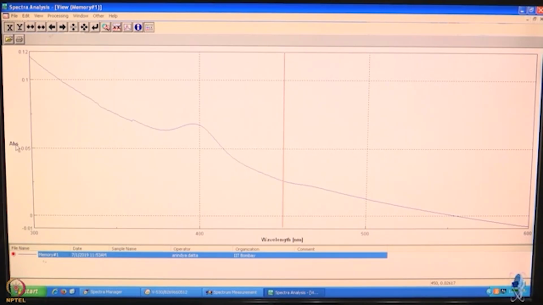Alright, now coming back, this is the baseline. So, this ideally should have been flat. It is not because of the difference in response of the two detectors. Now, having saved this as baseline, we are going to record an absorption spectrum and see what it looks like.